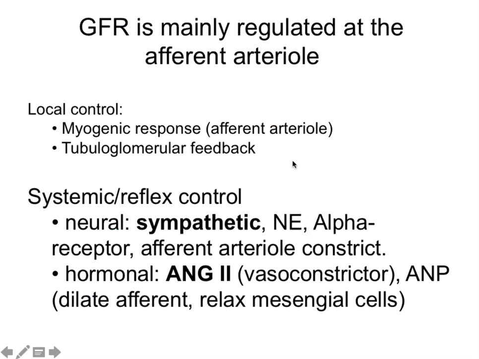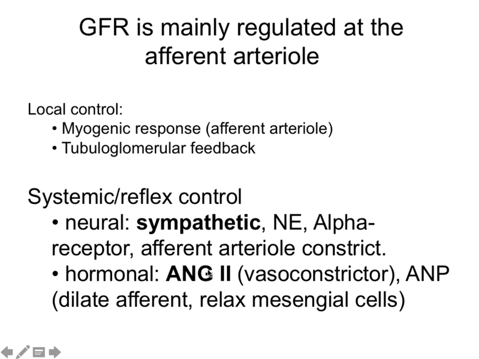Now let's look at the systemic control. Most of the time, your local control takes over the job and does a good job in maintaining your GFR. Sometimes your systemic control will kick in. We have two long-distance communication systems, the nervous system and the endocrine system. The nervous system is sympathetic, and it will cause vasoconstriction. For the hormone system, we have a hormone pathway called RAS, the renin angiotensin II system.